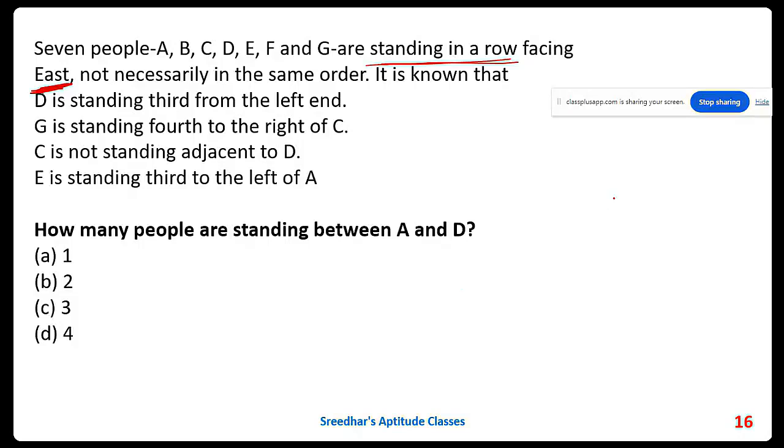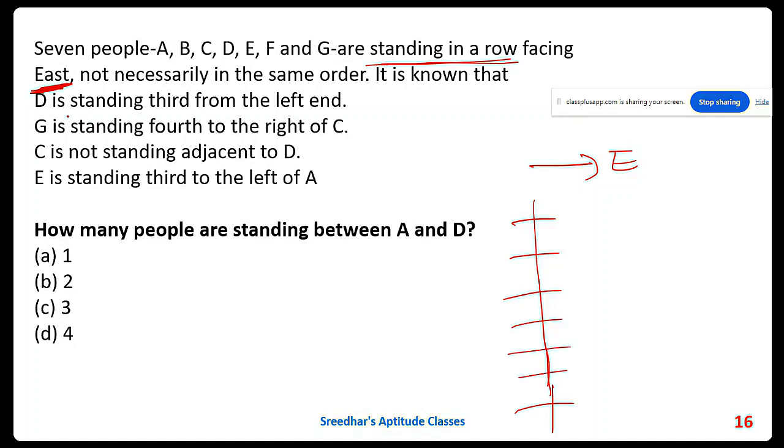Okay. So here, this is East. Seven people are standing: one, two, three, four, 5, 6, 7. He says D is standing third from the left end. By the way, this is the left end, this is the right end, and D is third from the left end.